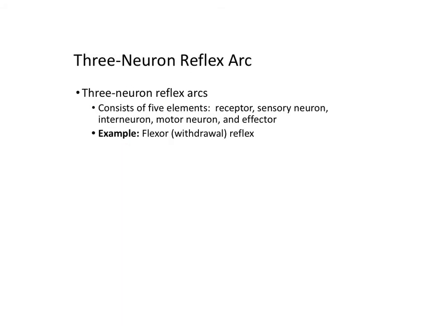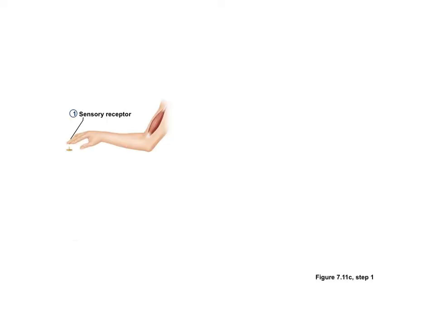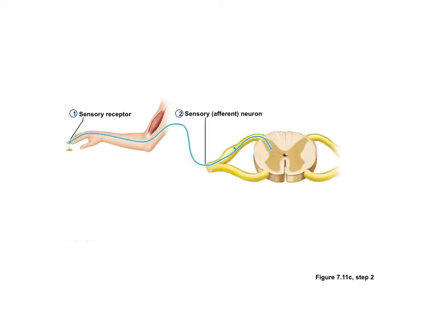Then there are also 3 neuron reflex arcs. These have all 5 elements, the receptor, the sensory neuron, but they do also include the interneuron. This would be like the flexor or withdrawal reflex. First, you will experience a stimulus. In this case, this person is going to get pricked by a tack. That's the sensory receptor, and it's going to perceive some sort of pain stimulus. That sensory receptor sends the message via the sensory or afferent neuron to the central nervous system.